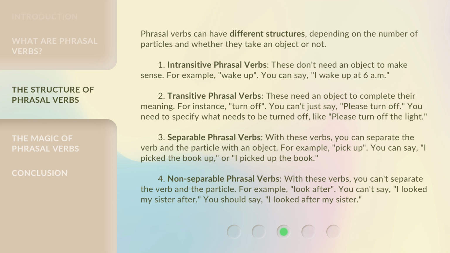4. Non-separable phrasal verbs. With these verbs, you can't separate the verb and the particle. For example, look after. You can't say, I looked my sister after. You should say, I looked after my sister.